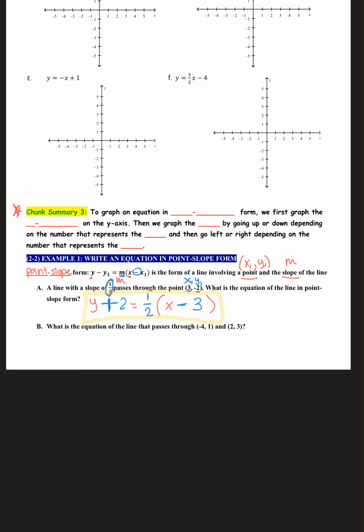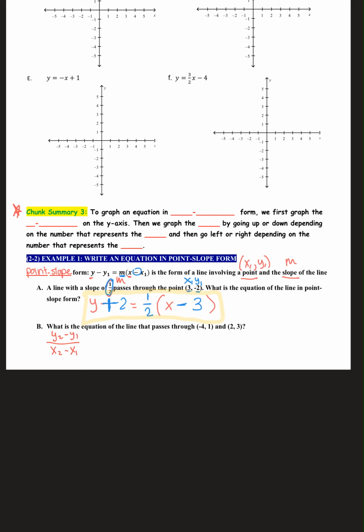Okay, let's do one more together. So B, what is the equation of the line that passes through -4, 1 and 2, 3? Sometimes we might actually have to find the slope, which is what we did in the very first chunk we've ever done. So we're going to plug that into the slope formula, which from the first page was y2 minus y1 over x2 minus x1.